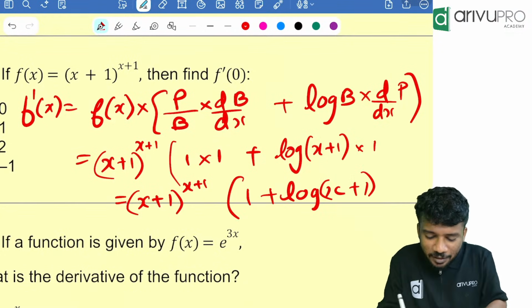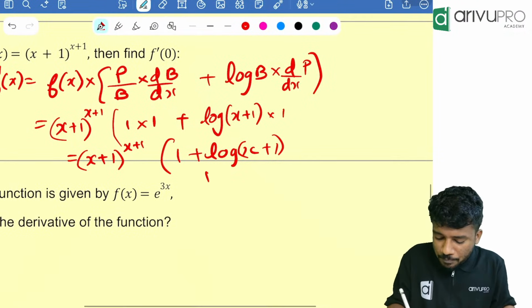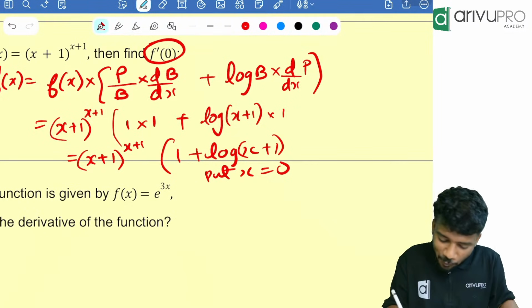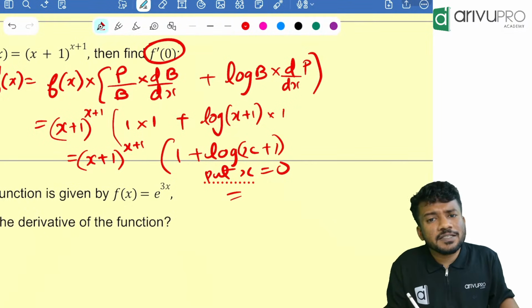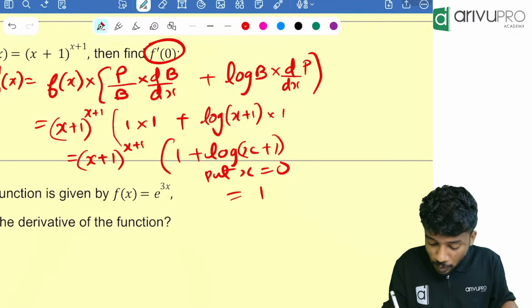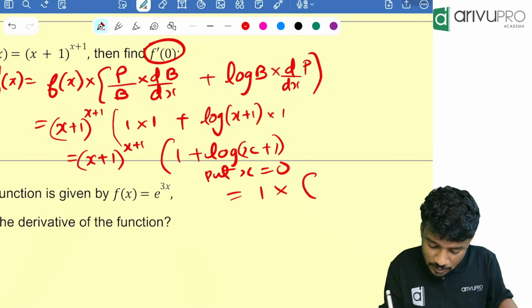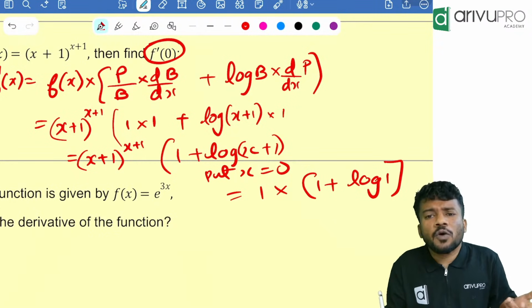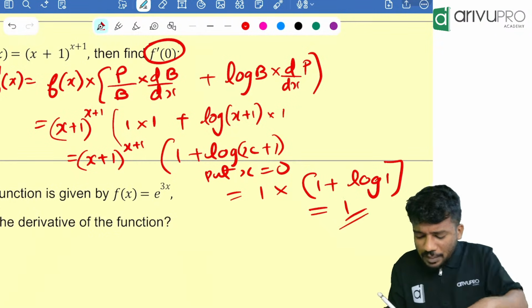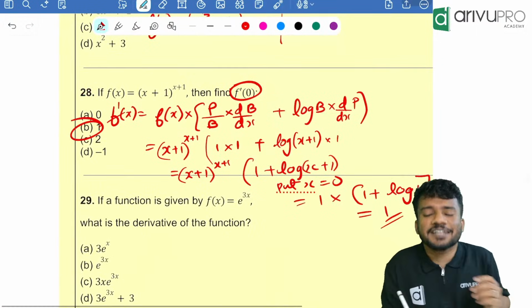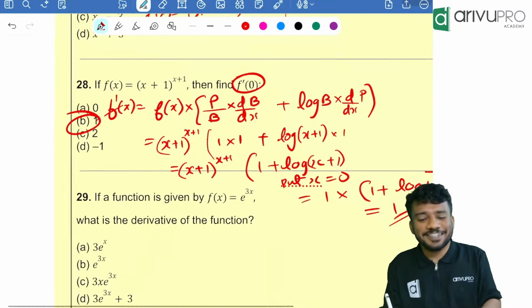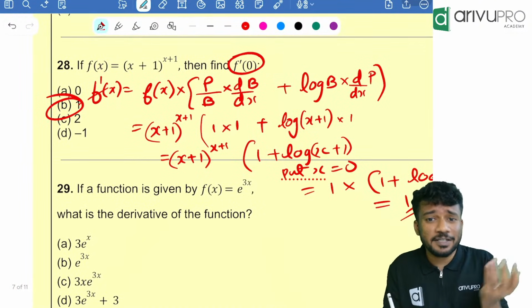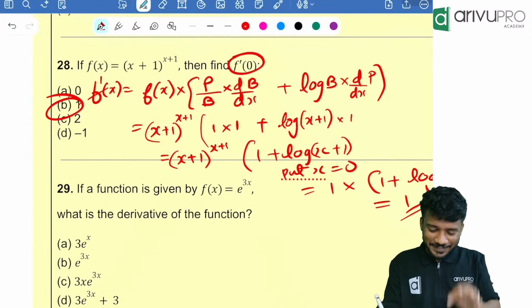People, instead of x, put 0. Put x is equal to 0, because they are asking for f dash of 0. 0 plus 1 is 1, 1 raised to 1 is 1 itself. 1 into 1 plus log of 0 plus 1, which is 1. We know that log 1 is 0, so 1 is remaining. Option B is the answer. I hope you got it. Very easy question, right? One mistake everyone will make is that sometimes they put 0 randomly and think everything is 0. Don't do that. Okay, next question.